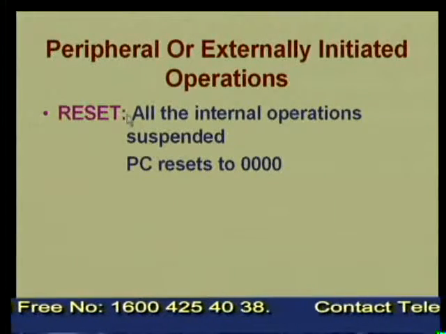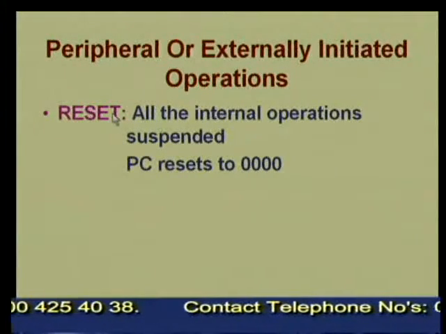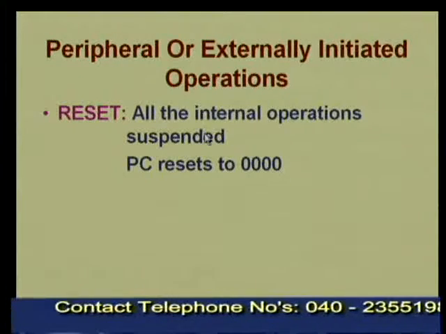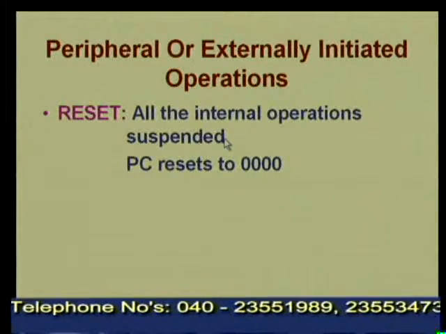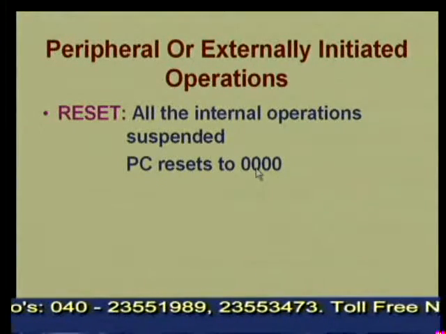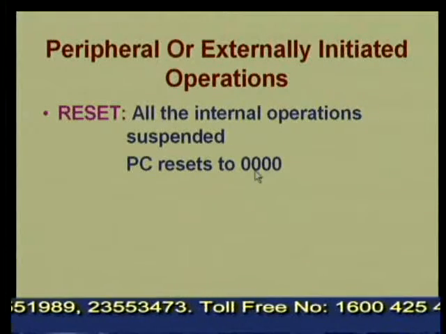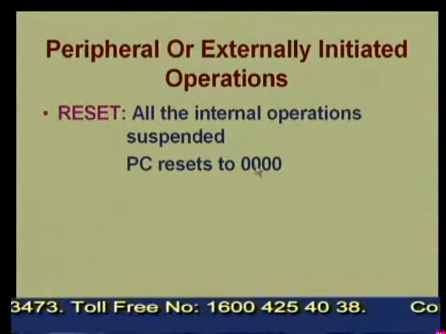That means the program execution will start from this 0000 memory address location. This is how an external device can make the processor stop all its internal operations and start its execution from this starting address, that is the initial address 0000 of the memory location.